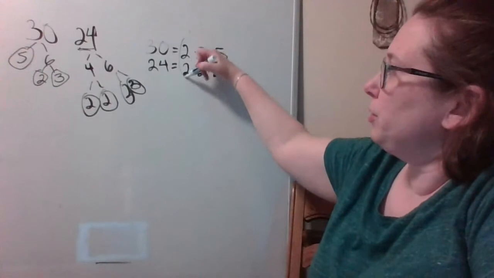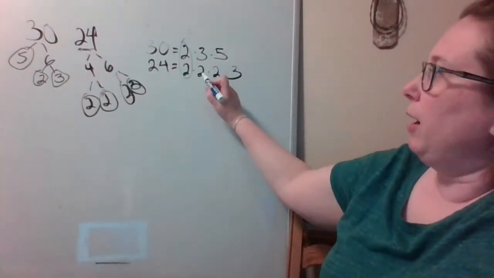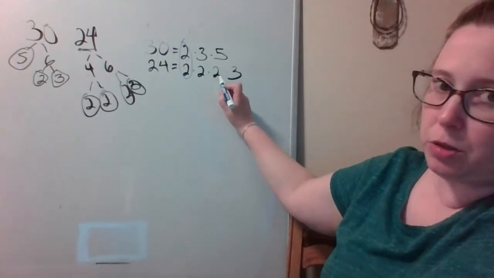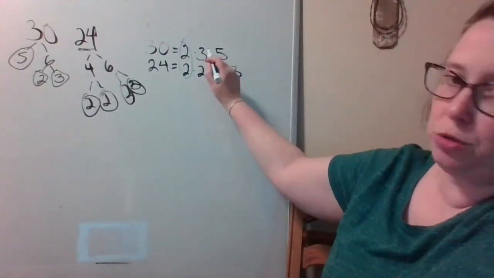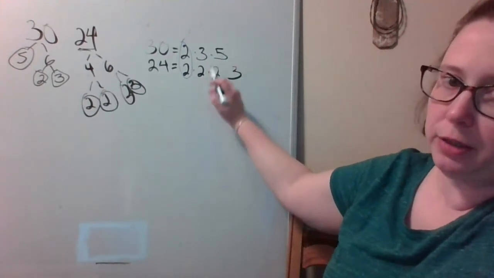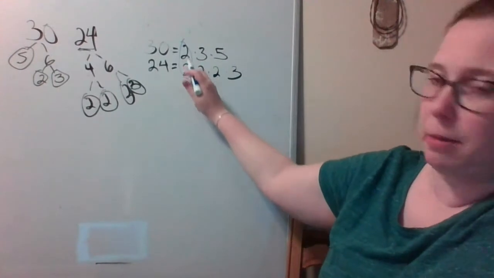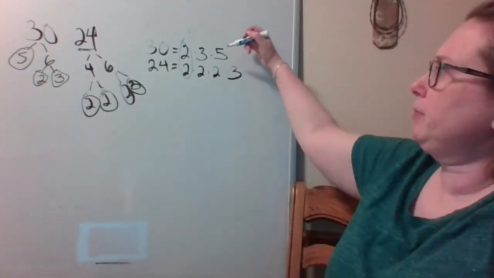So I'm going to go through and say, well, I have a 2 on both lists. Now I have these 2's as well, but there aren't any more 2's on my prime factorization list for 30, so I don't circle these 2's. I only circle the ones that match exactly.